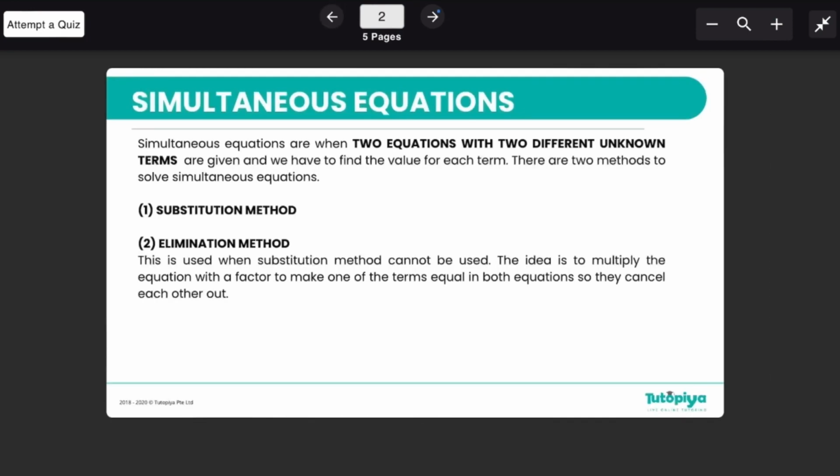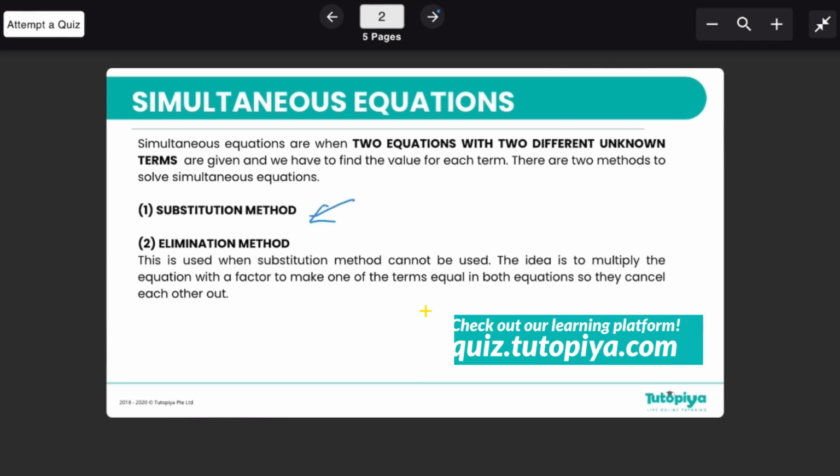So to start off, we're going to look at what simultaneous equations are. Basically, when you have two equations with two unknown terms, that is what we call simultaneous equations. Let's say you have x and y, a and b, and then you have two equations which link those two variables together. So using the equations, you can then solve for the two letters. That is the purpose of simultaneous equations.